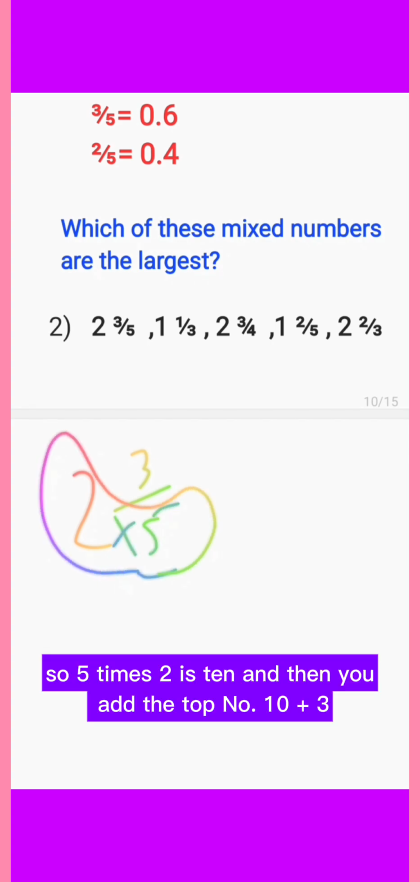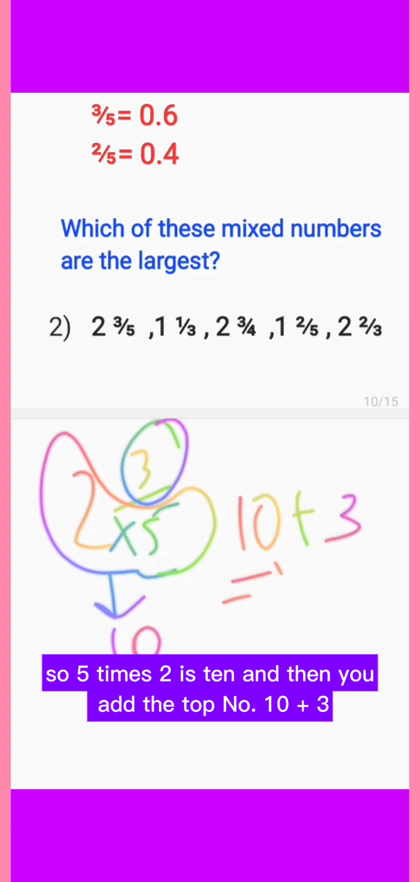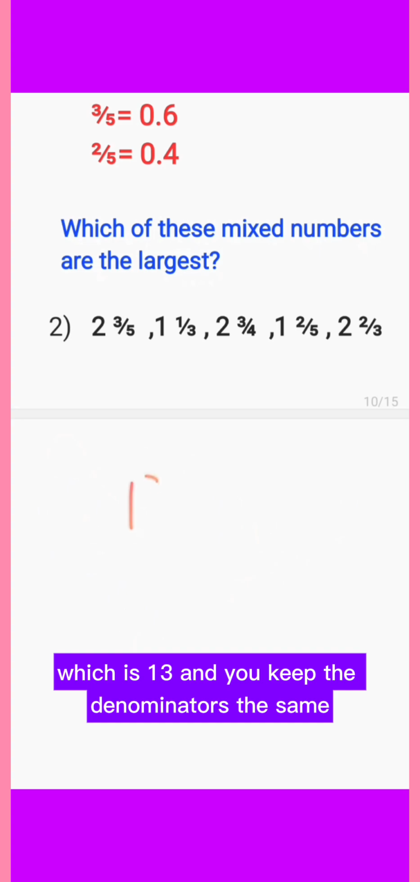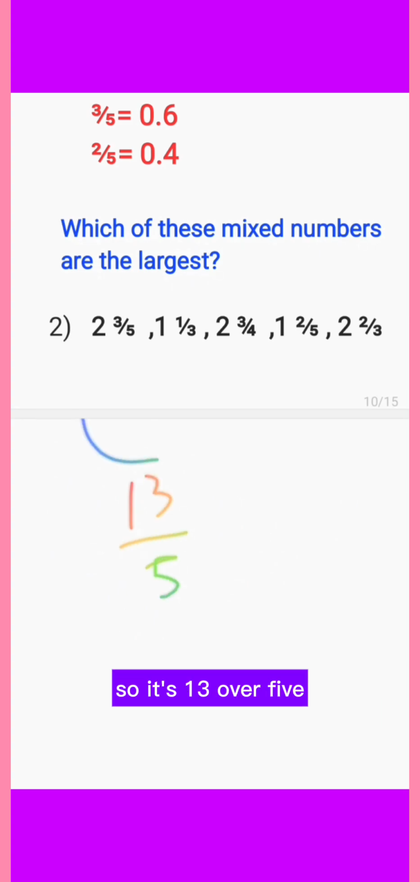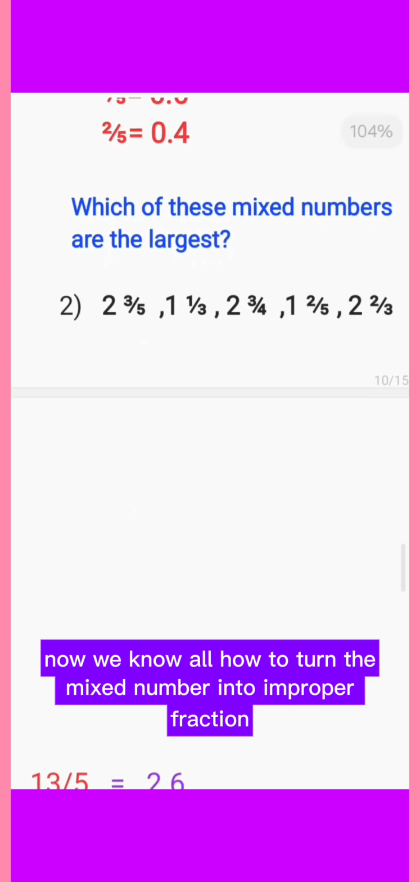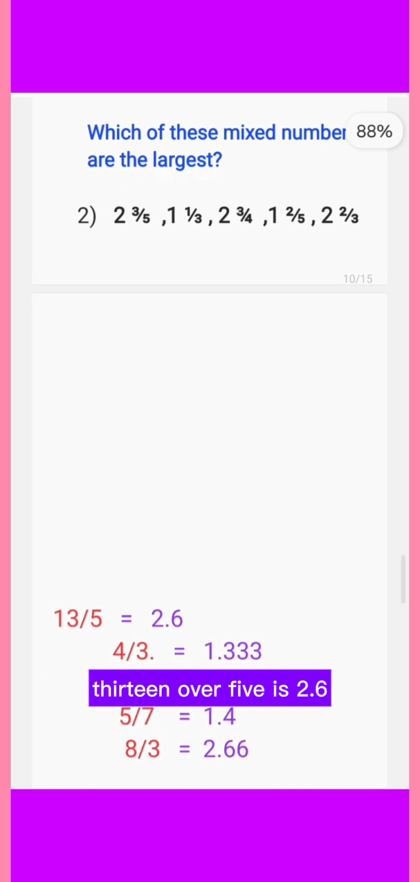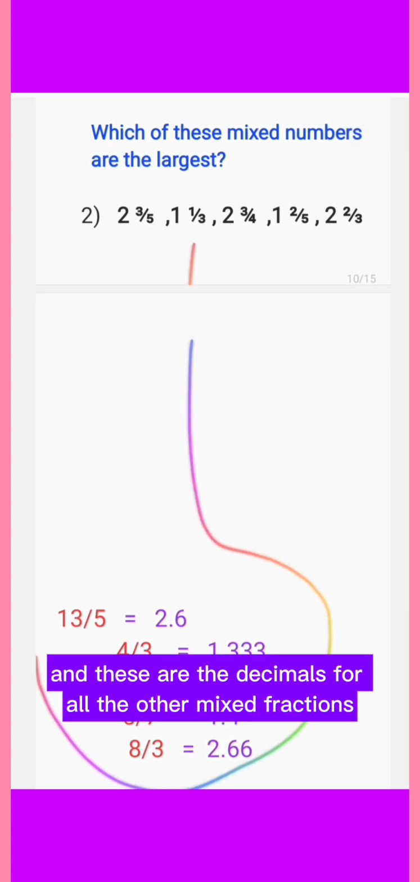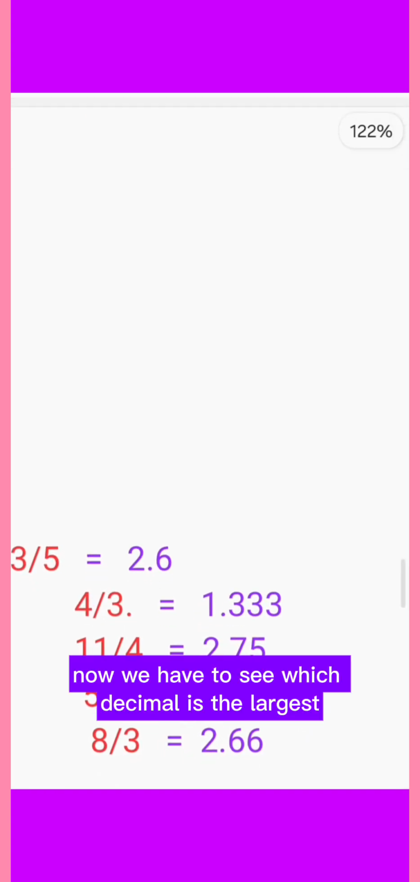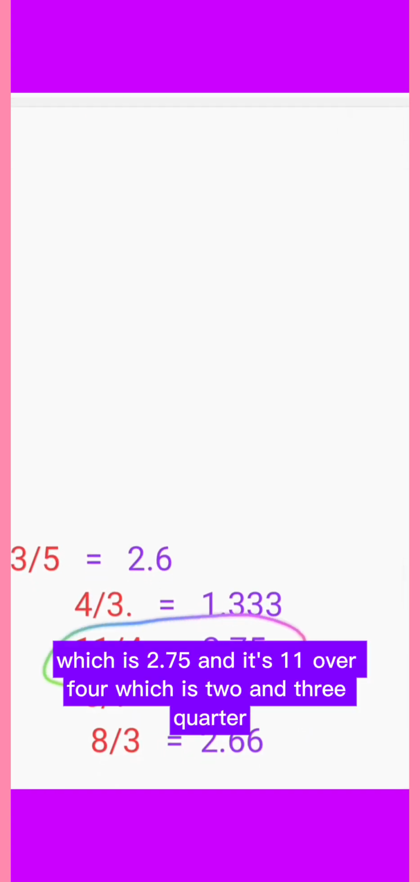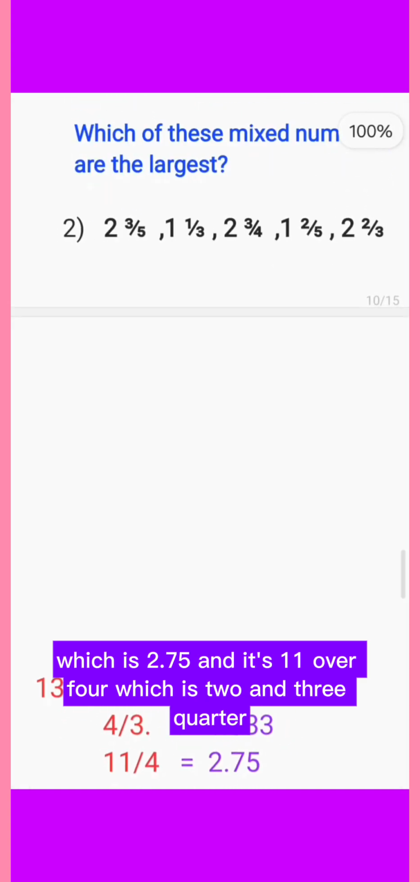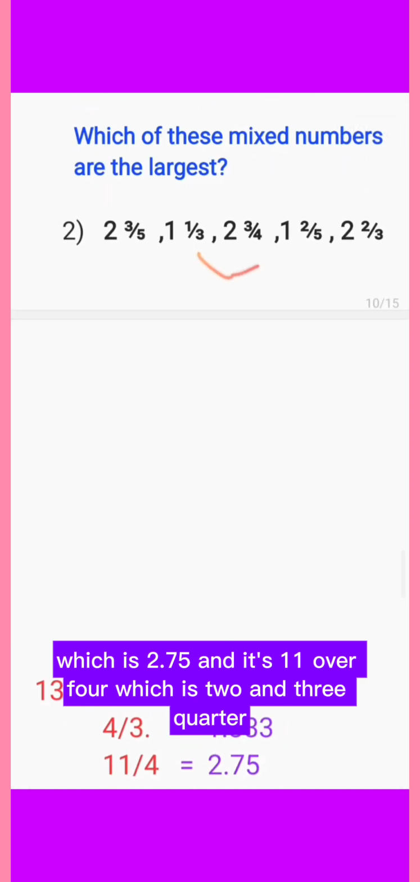So 5 times 2 is 10. And then you add the top number, 10 plus 3, which is 13. And you keep the denominator the same. So it's 13 over 5. Now we know how to turn the mixed number into an improper fraction. 13 over 5 is 2.6, and these are the decimals for all the other mixed fractions. Now we have to see which decimal is the largest, which is 2.75. And it's 11 over 4, which is 2 3/4.